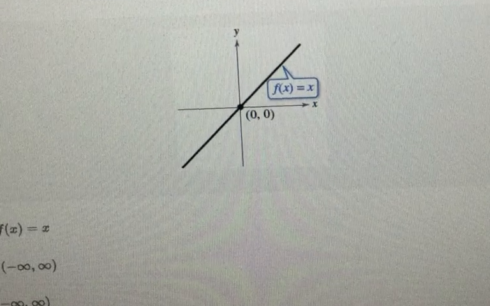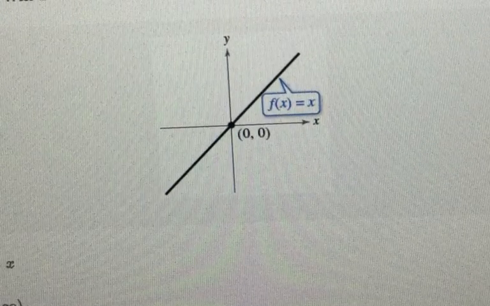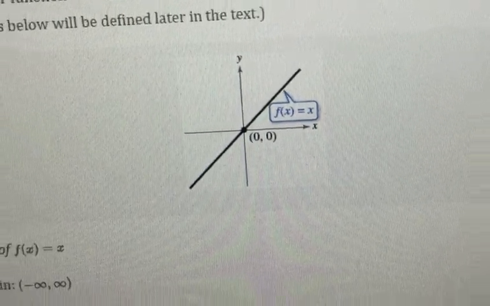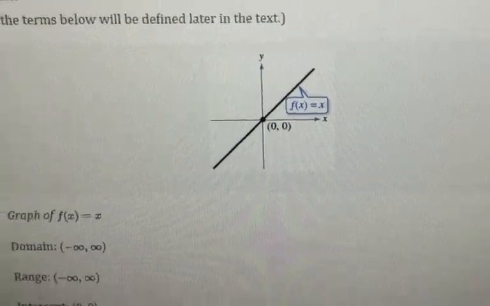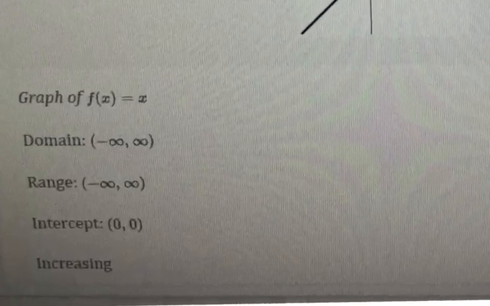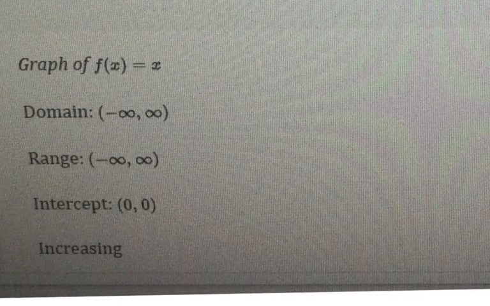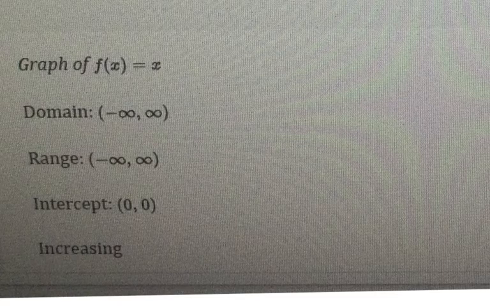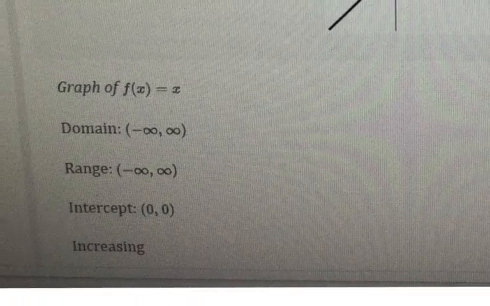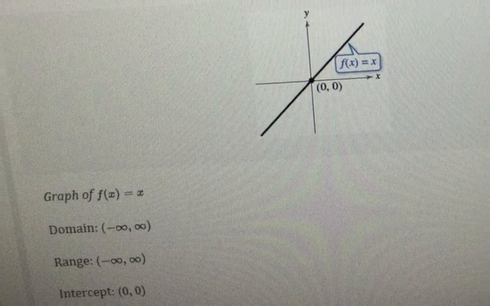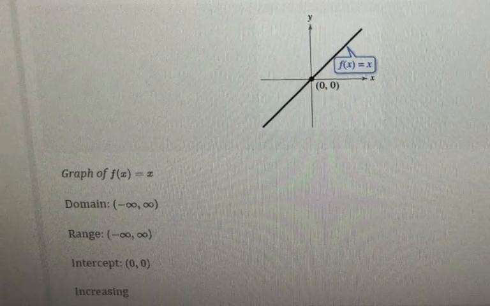Okay, so again, any graph that is a line, its parent function is this linear function f of x equals x. So when you look at this, do any of those words look familiar to you? Which ones? Okay, so what is the domain? Does anybody remember what domain is?